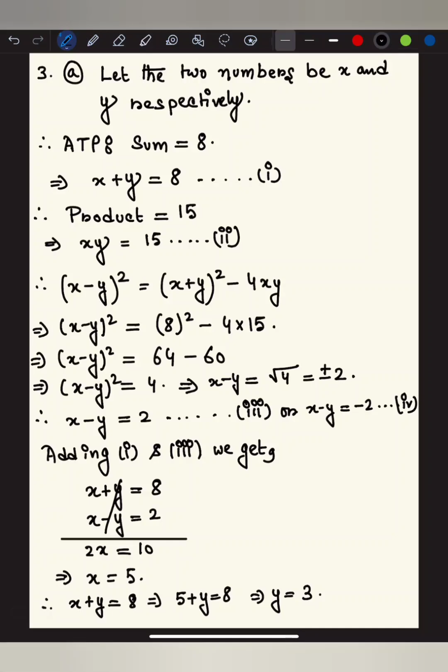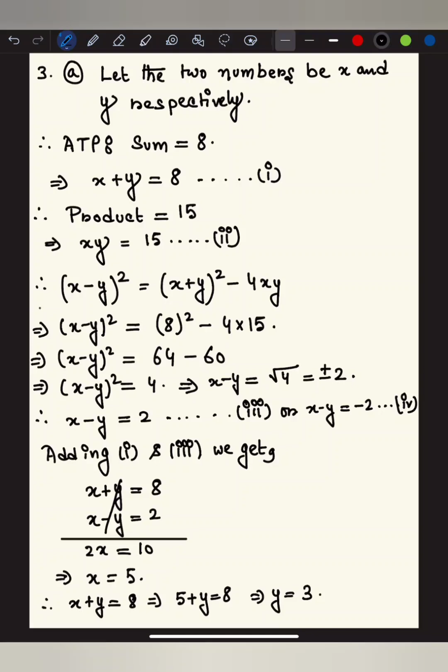If the sum and the product of two numbers are 8 and 15 respectively, find the sum of their cubes. So let the two numbers be x and y respectively. Now sum is given as 8, therefore x plus y equals 8, which is equation 1. And the product is given as 15, therefore xy equals 15, which is equation 2. Now we know the value of x plus y. If we can find out the value of x minus y, then we can easily find out the values of x and y.